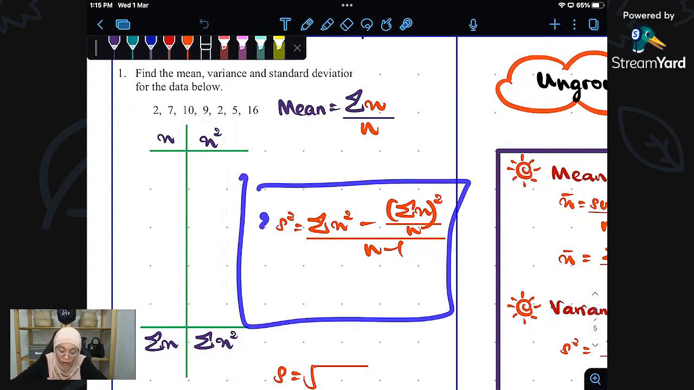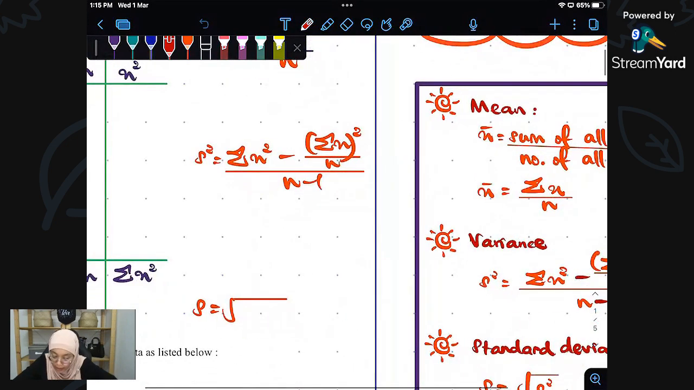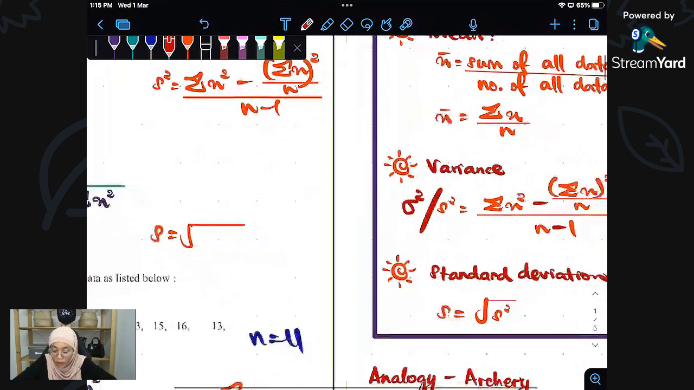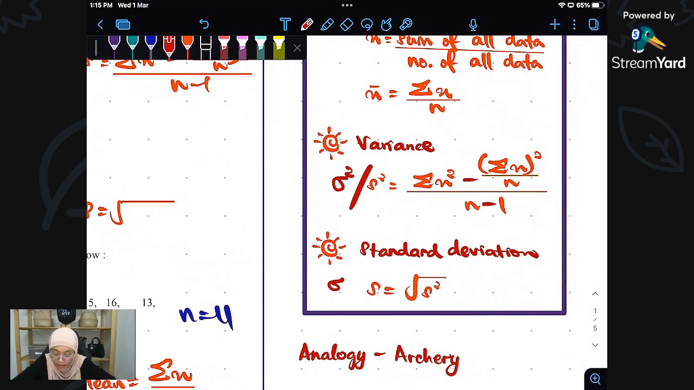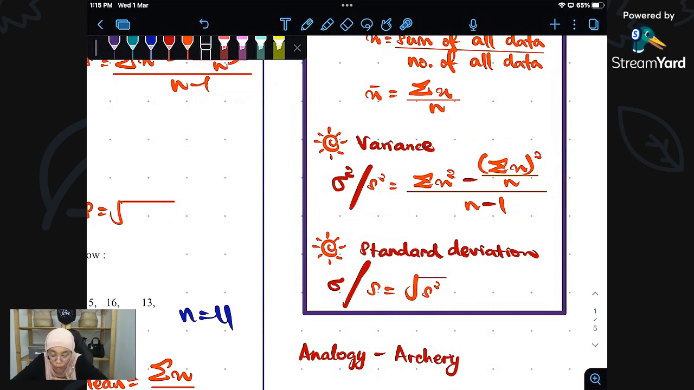So the variance symbol is s squared or sigma squared. Maybe you can add to your notes. The symbol could be sigma squared or s squared. Same goes for standard deviation, which is sigma or just the letter s. So standard deviation is very easy. It is just the square root of whatever answer from the variance. That's why we always find the variance first, then we can get the standard deviation.